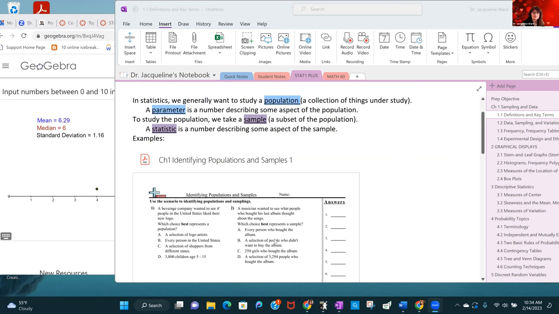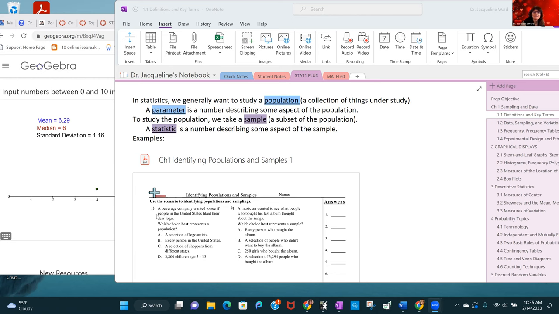So I've got this worksheet here with some examples. A beverage company wanted to see if people in the United States liked their new logo. Which choice best represents a population? Would it be a selection of logo artists? Every person in the United States? A selection of shoppers from different states, or 3,800 children from those different age groups? A.